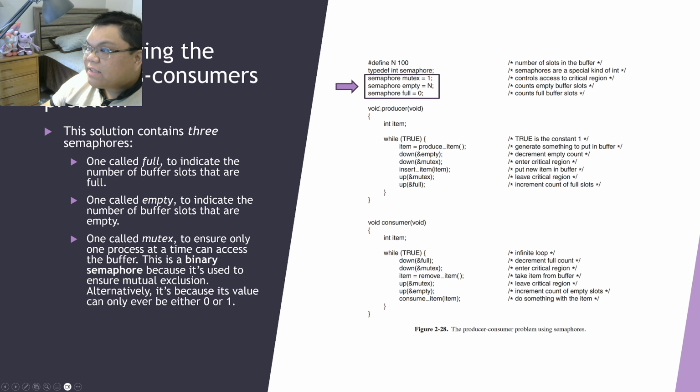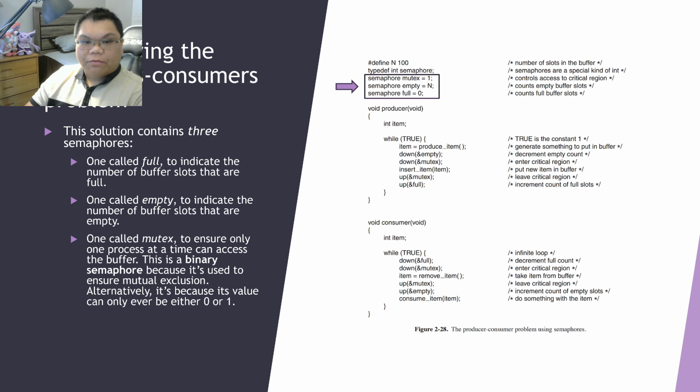So, of note is the fact that we have 3 semaphores here. One called full to indicate the number of buffer slots that are full, one called empty to indicate the number of buffer slots that are empty, and one called mutex. This is a binary semaphore because it can only ever be one of 2 values, 0 or 1. We use this binary semaphore to ensure mutual exclusion. You're either allowed here or you're not because it's already in use.